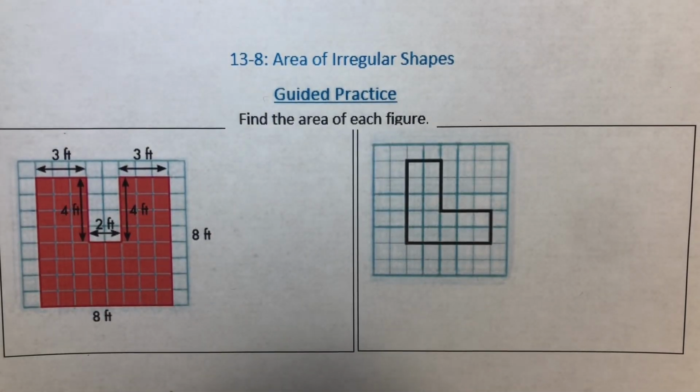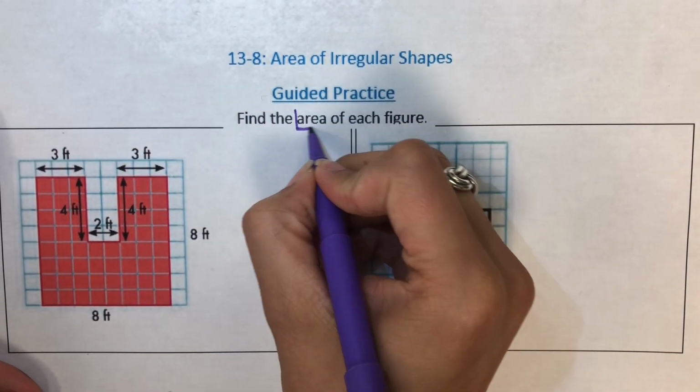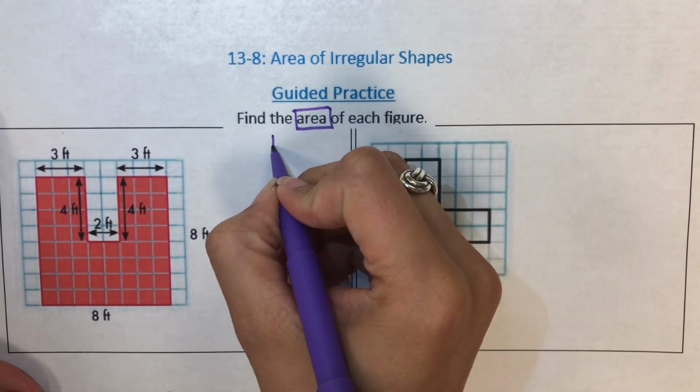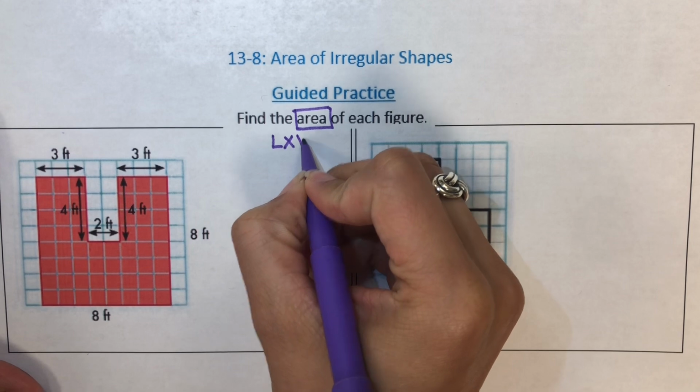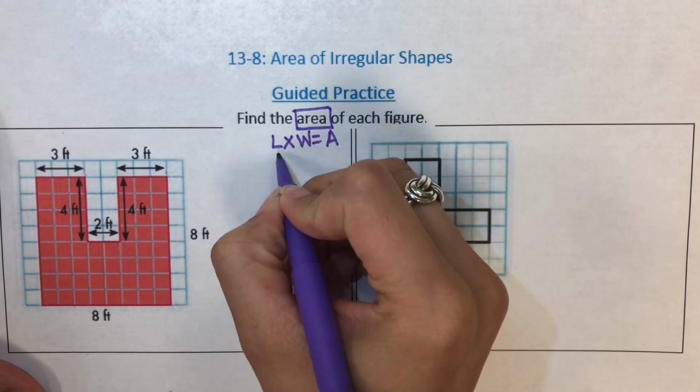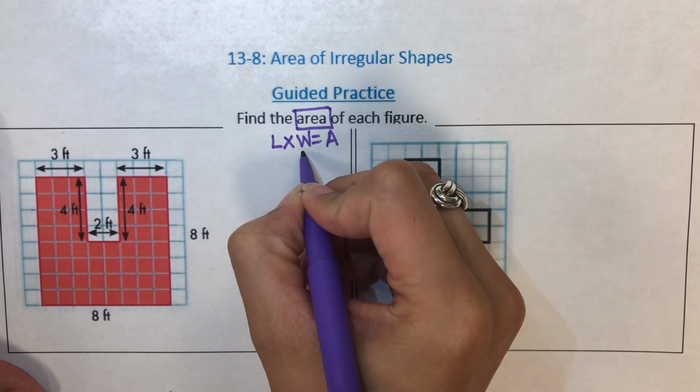All right, boys and girls, let's take a look at lesson 13-8, area of irregular shapes. So we're solving for area still, so we have to remember that we use our formula, length times width equals area, L times W equals A, L for length, the long side, W for width, the wide side.